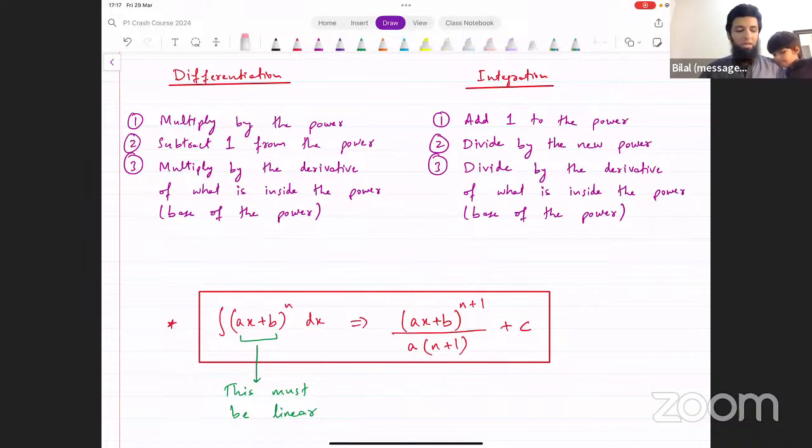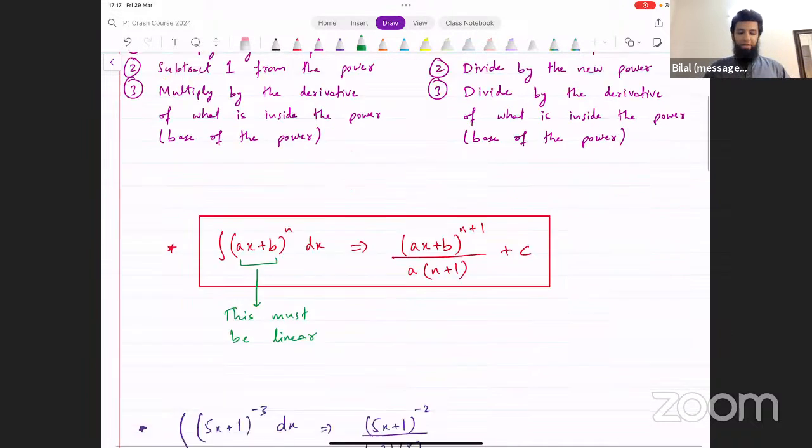That's the only rule that you've done in paper 1, the power rule of integration. Now, there was a condition for this rule, and that condition was that the part inside the integral had to be linear. If it was not linear, then you could not use this rule. All right, so this part had to be linear.